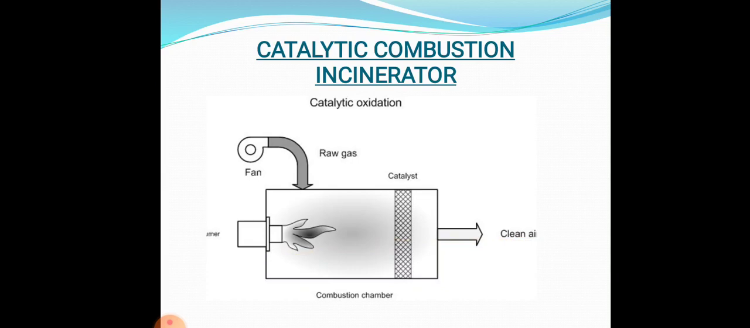In this process, a catalyst is added during incineration in order to promote combustion. The main advantage of catalytic incinerators is that they require lower temperatures than conventional thermal incinerators. So in one way, it is saving fuel and also other costs. In this case, we are adding a catalyst which is used to burn the waste. So this is a catalytic combustion incinerator.